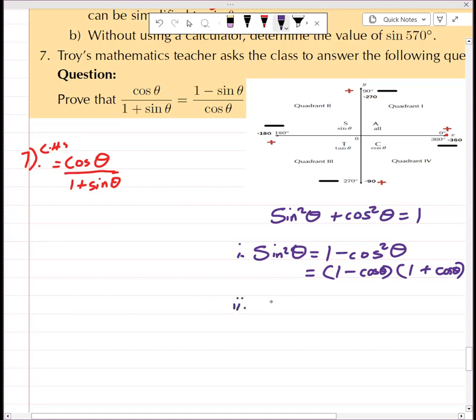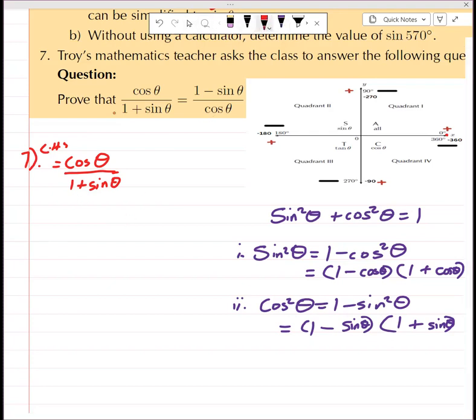And then similarly, I can say cos squared theta equals 1 minus sine squared theta, which gives a difference of two squares as well. It's going to be 1 minus sine theta times 1 plus sine theta. Perfect. This part here is going to help us to solve this identity. Okay, let's go back now. I see at the bottom, I have 1 plus sine theta.